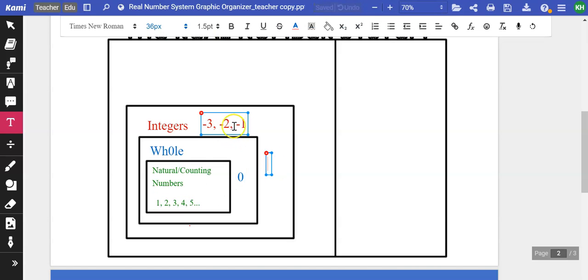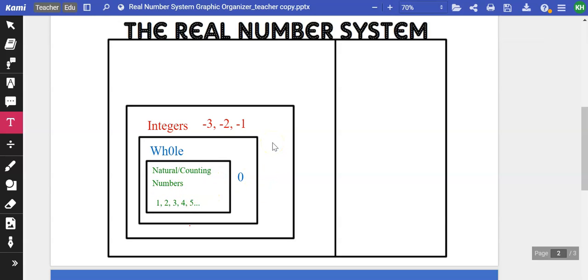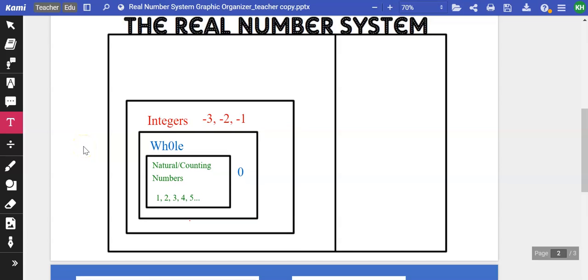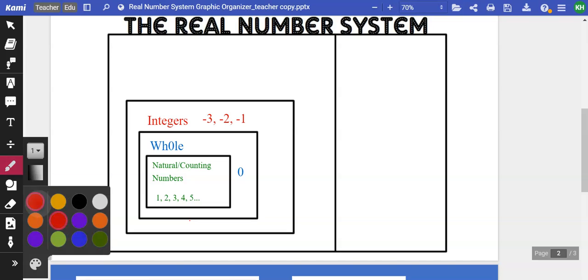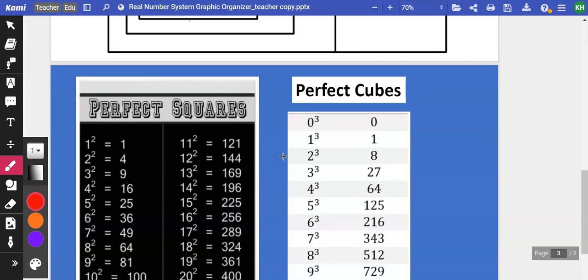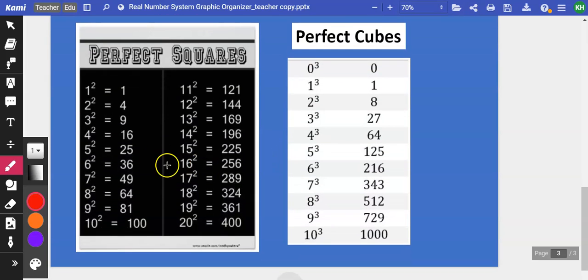We have to leave this negative on the outside though because whole numbers do not include negatives and neither do natural counting numbers. So integers are basically all the numbers besides numbers that have a decimal expansion or fractions. Let's become a little bit more creative with our idea of integers though. So I'm going to go to the drawing tool and I want us to think about the perfect squares and the perfect cubes. So let's take, for example, 25.